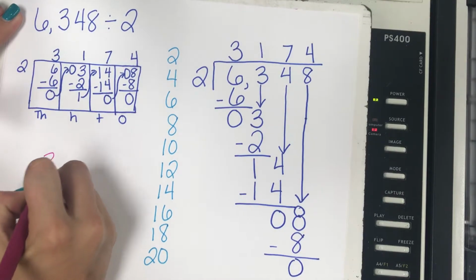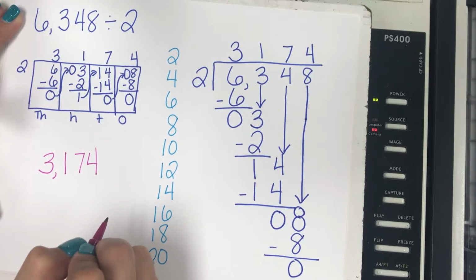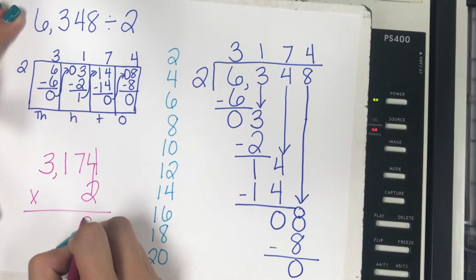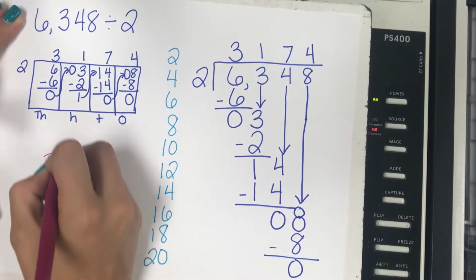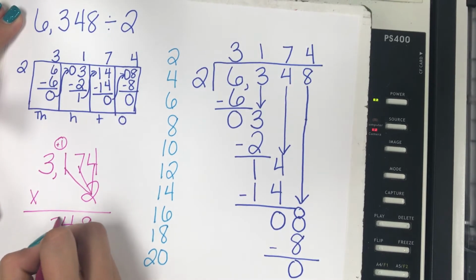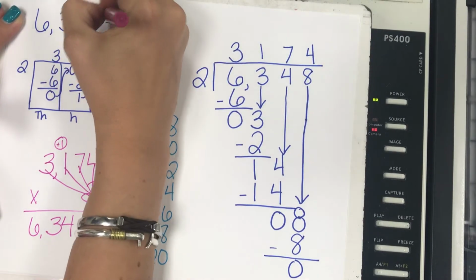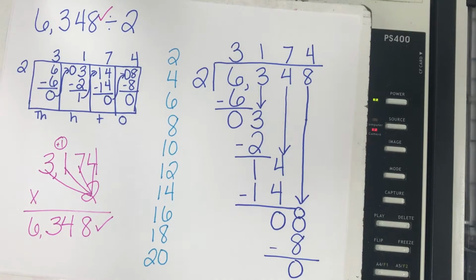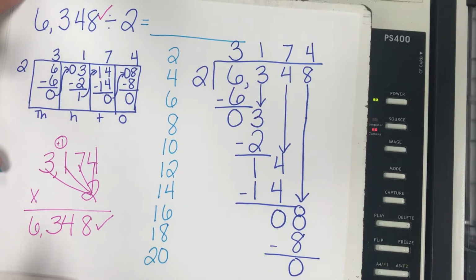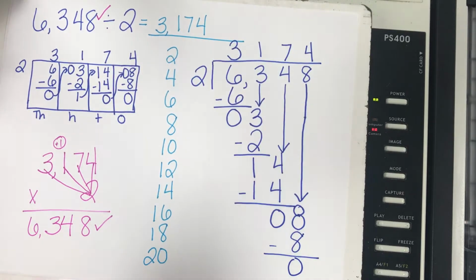Multiplication. I'm going to multiply 3,174 times 2. 4 times 2 is 8. 7 times 2 is 14. 2 times 1 is 2, plus 1 more is 3. 2 times 3 is 6. Hey, look, they match. So I know that the answer to 6,348 divided by 2 is 3,174.